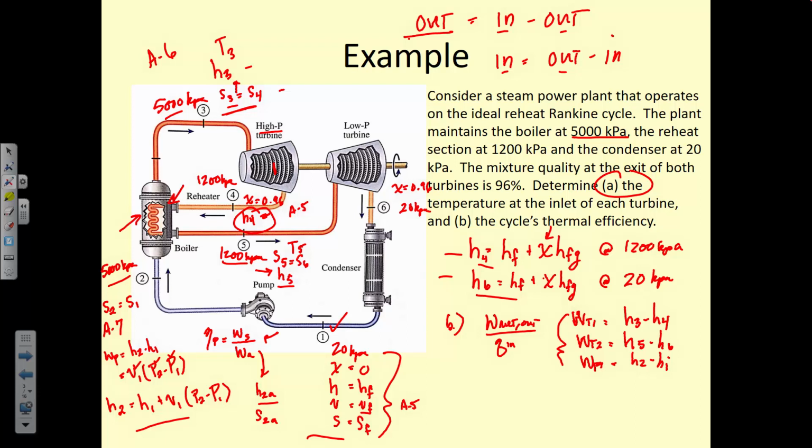So we have the Q in from the boiler, which is equal to what? Is it H2 minus H3 or H3 minus H2? Q in is equal to out minus in, so H3 minus H2. And Q in from the reheat, what's that equal to? H5 minus H4.